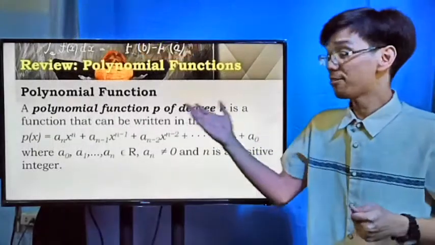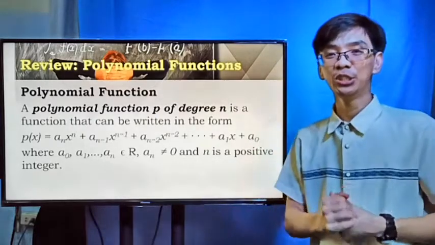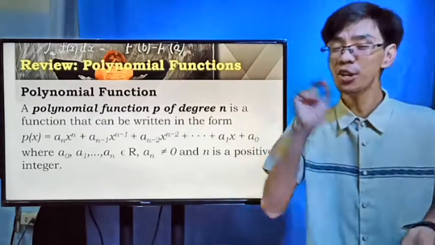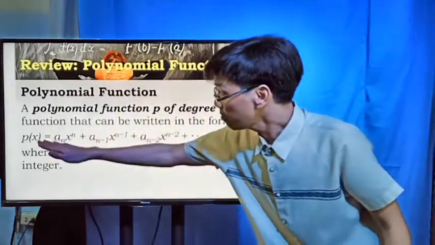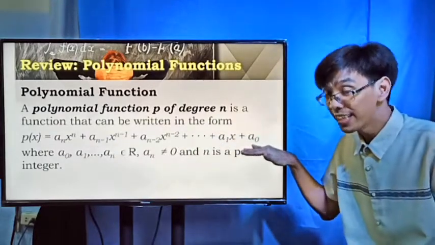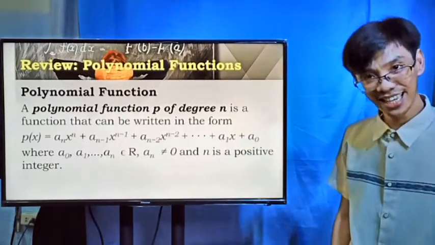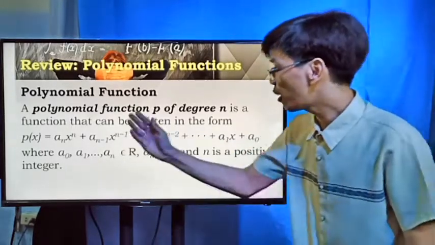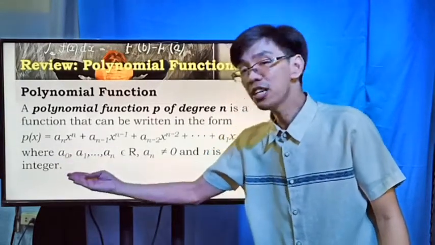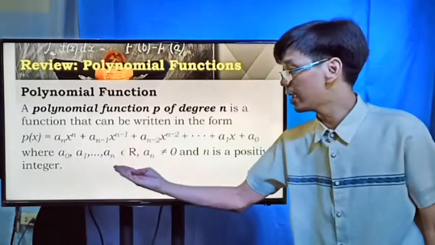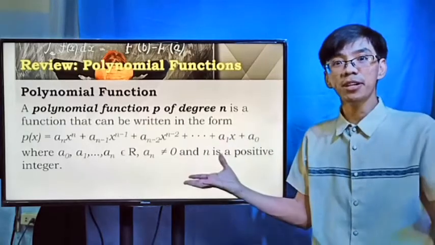So what does this definition mean? It means that for any function to be considered a polynomial function P of degree n, it must follow this general format, and this general format must have these characteristics. What characteristics are these? First, the coefficients, or the values of a sub 0, a sub 1, up to a sub n, must be real numbers. So they cannot be imaginary numbers.